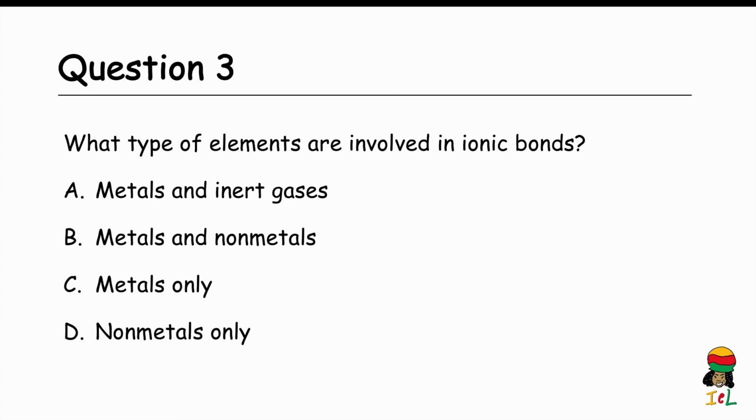Question 3. What type of elements are involved in ionic bonds? A. Metals and inert gases. B. Metals and nonmetals. C. Metals only. D. Nonmetals only. The answer is B, metals and nonmetals.